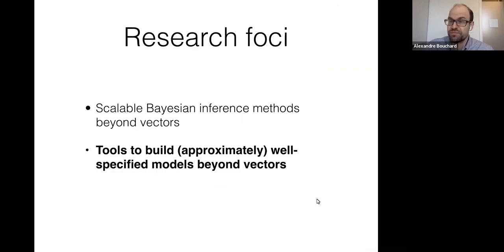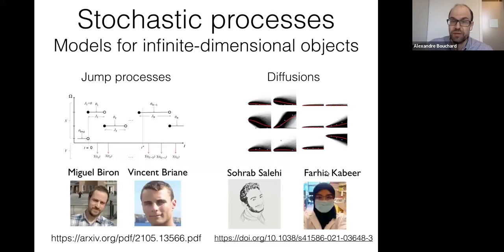And then the other thing that we do in my lab is to develop tools and models that are good approximations of complex systems. So today I will talk about diffusion. So we're going to see a certain stochastic process that we can use to analyze the fitness of cancer.